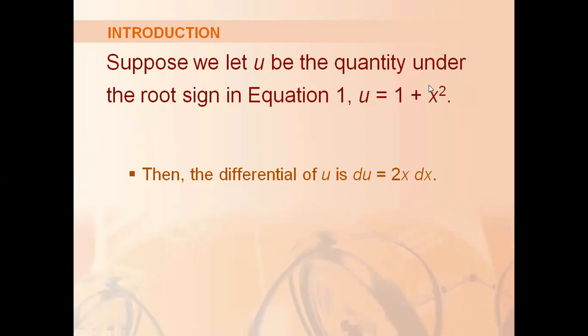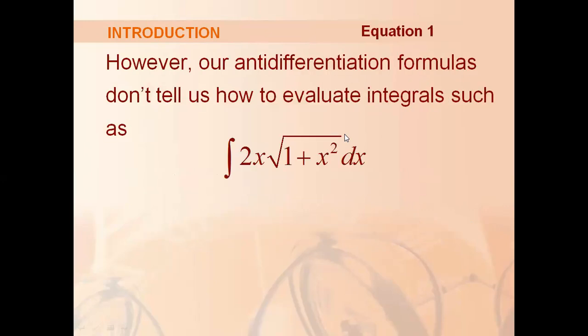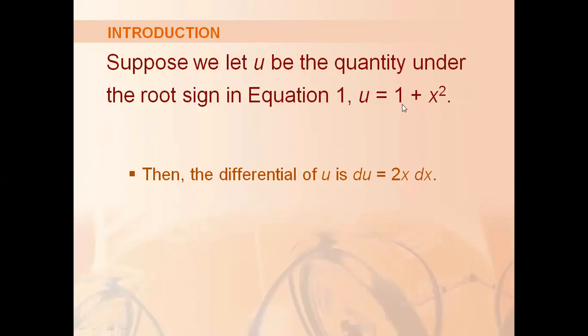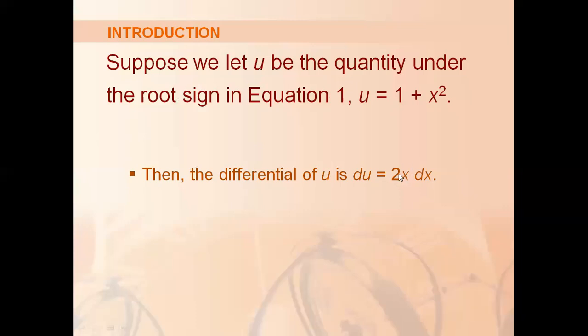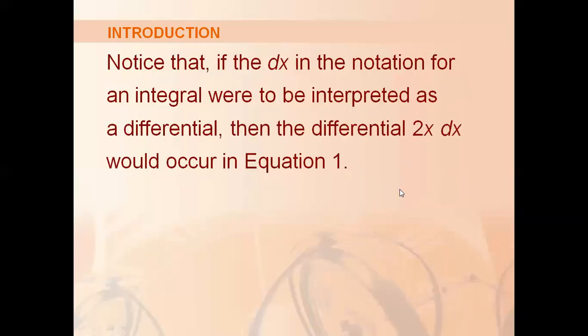Suppose u equals 1 plus x square. You can take u or z, anyone. So u equals 1 plus x square. The differentiation of u: du equals the differentiation of 1, which is 0, plus the differentiation of x square, which will be 2x. Remember it. So du will be 2x dx.